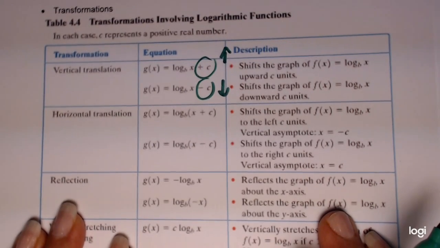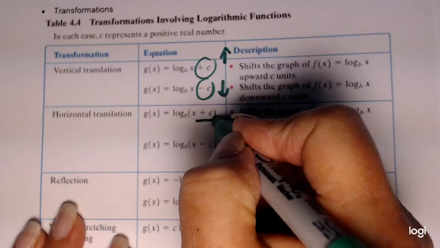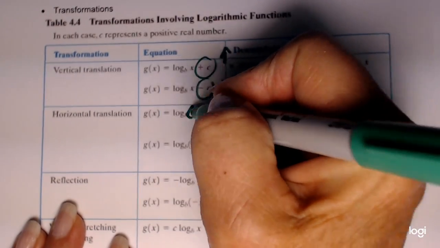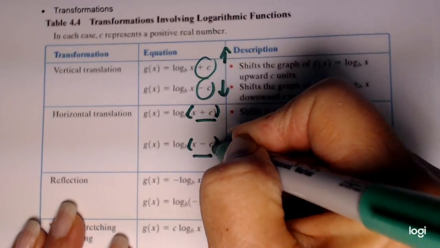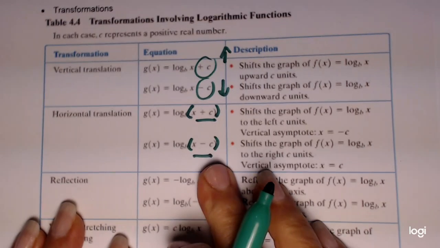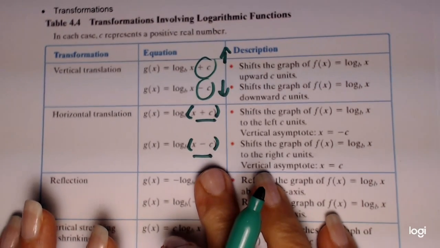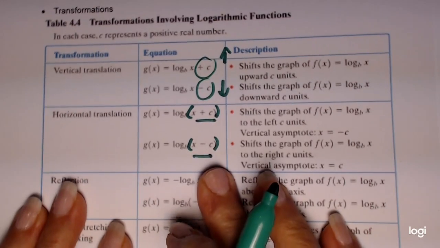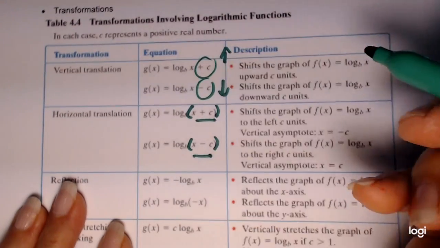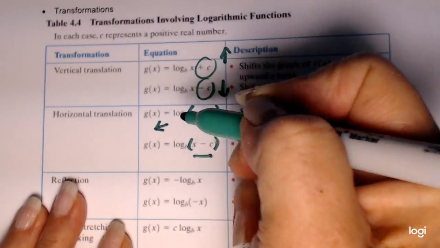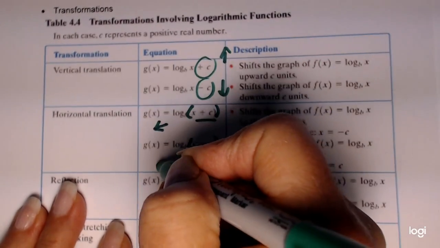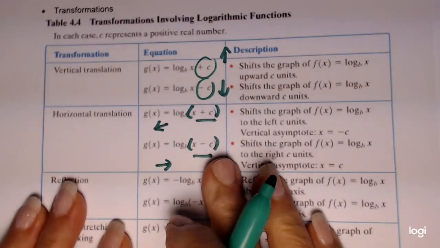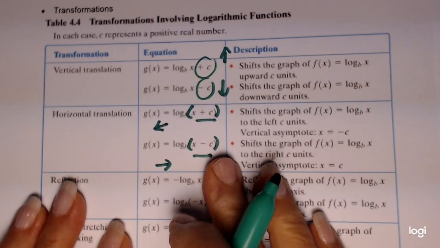If we see something being added or subtracted, and now that addition or subtraction is happening inside the parentheses, this involves an x. So we are going to be shifting. If it's positive, we're going to be going to the left. And if it's negative, it's a subtraction, we're going to be shifting the graph to the right.